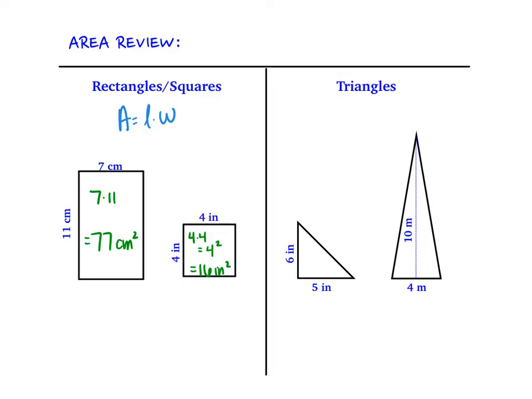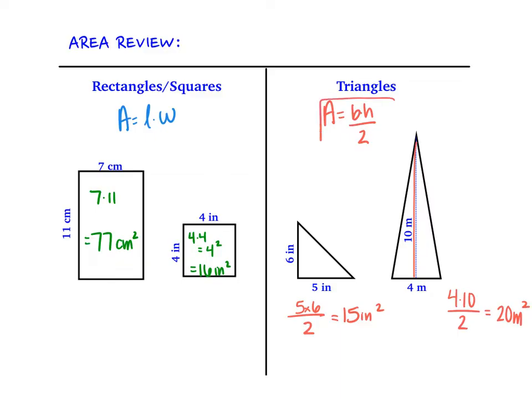The other shape you might see is a triangle, and remember the only difference for a triangle is once you do base times height, you divide it by 2. So for this little one, I would do 5 times 6 and divide that by 2, which gets me 15. And for this taller one, remember you're gonna want the inside height, not the slanted height or the sides. So here I would do 4 times 10 divided by 2, and that gives me 20.